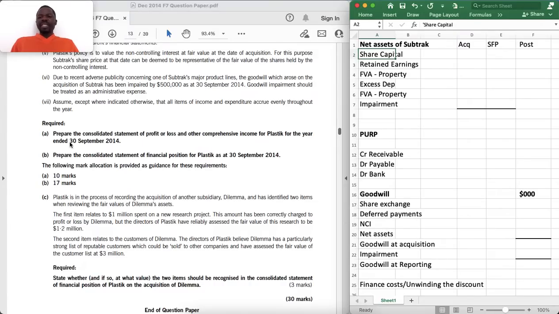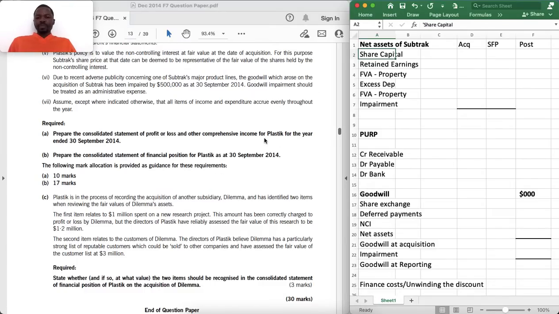Required A. Prepare the consolidated statement of profit or loss and other comprehensive income for Plastik for the year ended 30 September 2014. B. Prepare the consolidated statement of financial position for Plastik as at 30 September 2014. The following mark allocation is provided as guidance for these requirements. A. 10 marks. B. 17 marks. A totaling of 27 in these two requirements.